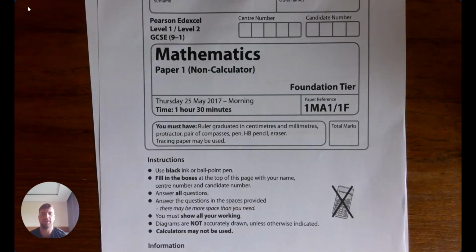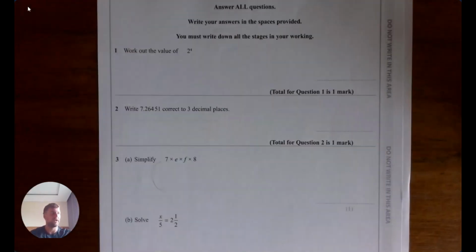Okay, so today we're going to be looking at the May 2017 Edexcel Foundation exam paper, and this is just going to be a walkthrough video showing you how to complete each question. So starting with the first page, this is non-calculator, just a reminder. It asks you to work out 2 to the power of 4.